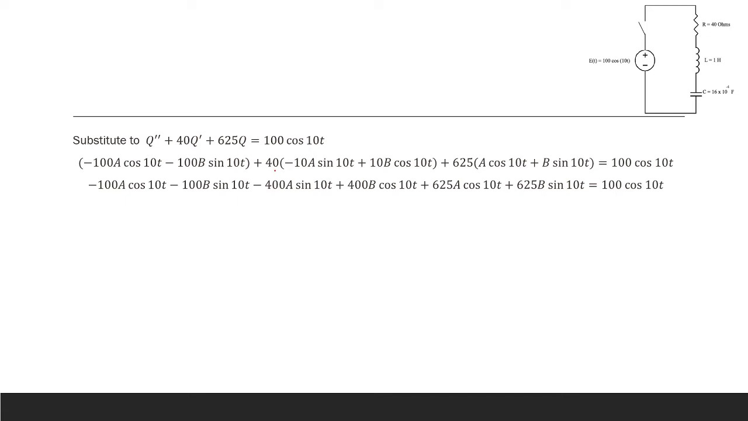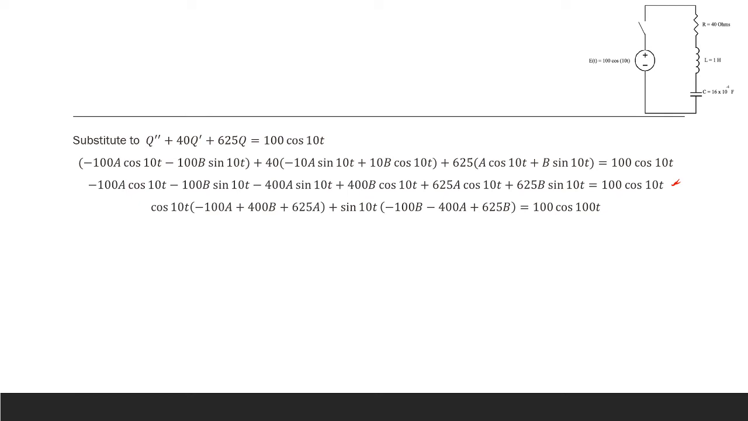So, multiply natin itong 40 sa negative 10A sine 10T plus 10B cosine 10T. We also multiply yung 625 sa A cosine 10T plus B sine 10T. So, we will arrive at this equation: negative 100A cosine 10T minus 100B sine 10T minus 400A sine 10T plus 400B cosine 10T plus 625A cosine 10T plus 625B sine 10T is equal to 100 cosine 10T.